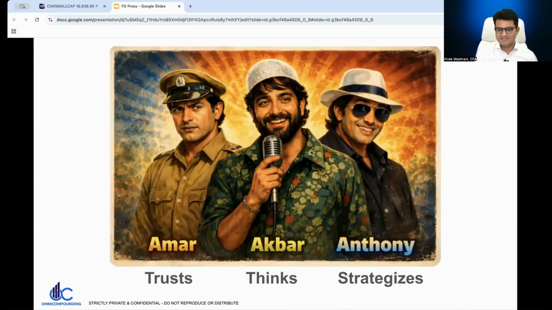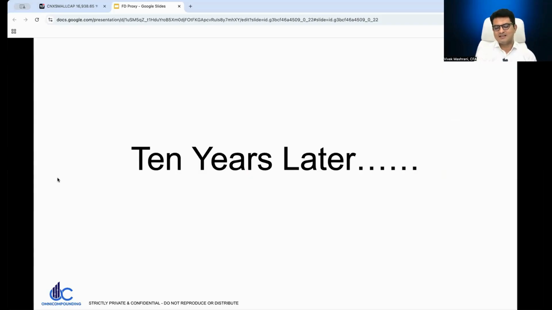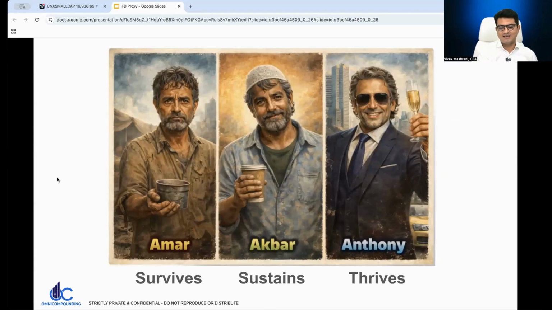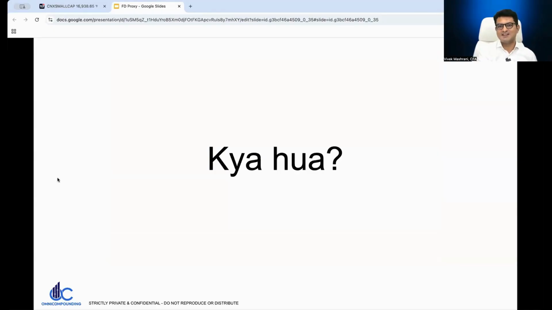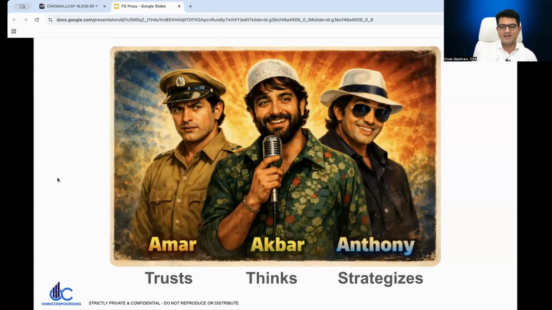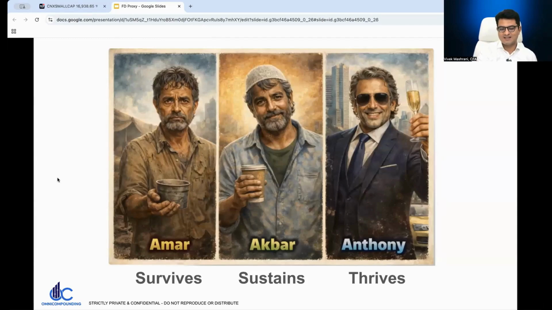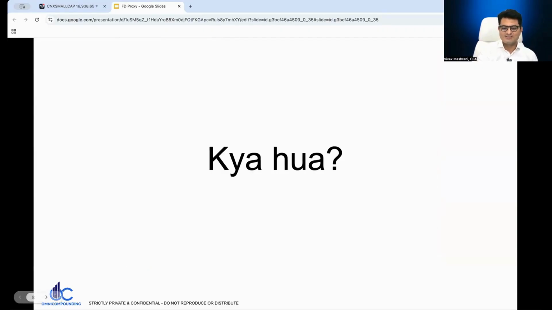These are the characters and how they think. Amar trusts, Akbar thinks, and Anthony is more of a strategy guy. They met again after 10 years, and this is what happened. Amar survives, Akbar sustains, and Anthony is thriving. Despite all three starting from a similar point, something drastic happened 10 years later and they were not able to have a similar lifestyle. Let's understand what happened in this journey.